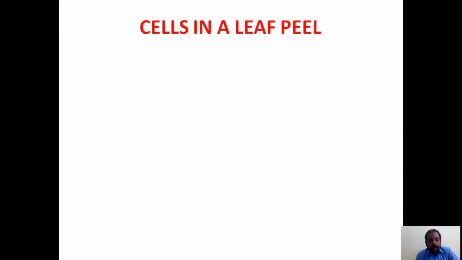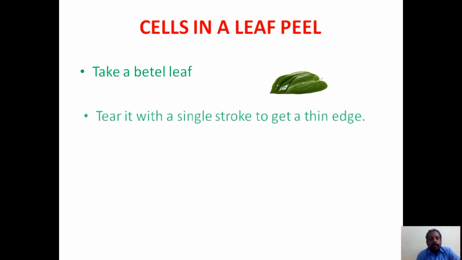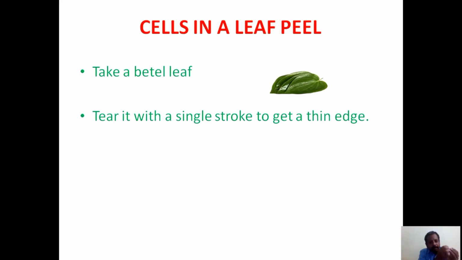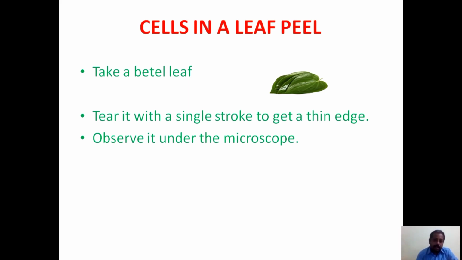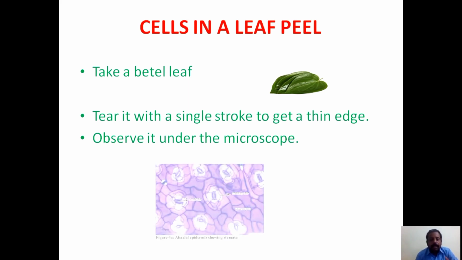Then let's learn about the betel leaf. Have you seen a betel leaf? You take a betel leaf, which is shown here. You can see the betel leaf on the screen. After taking the betel leaf, take a very small stroke just from the edge, slightly peel it off, and observe it under the microscope. You can see cells in the betel leaf like this, isn't it?